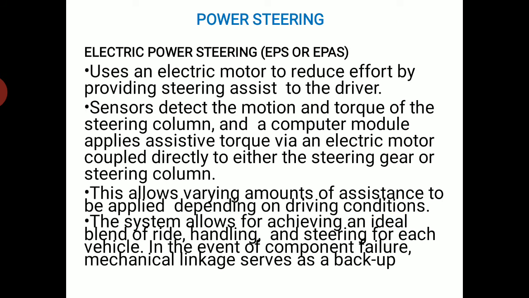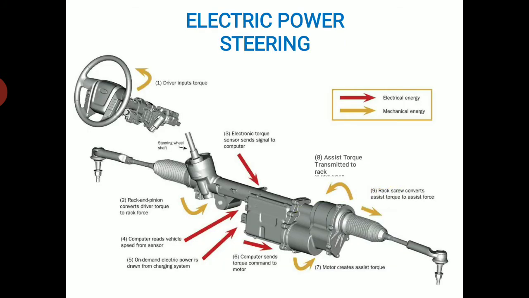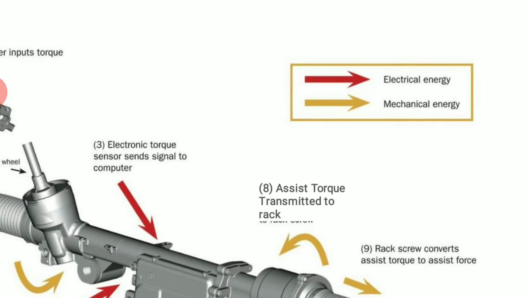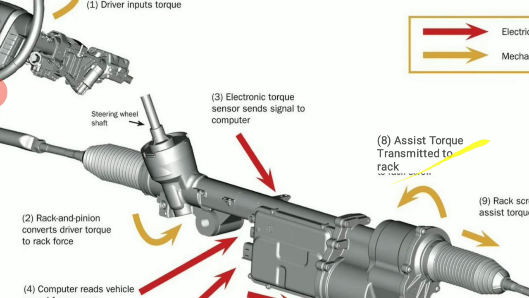The other one is called electrical power steering, otherwise EPS. It uses an electric motor to reduce the effort by providing steering assistance to the driver. Sensors detect the motion. Here mainly sensors are used to detect the motion and torque of the steering column, and a computer module applies resistance torque via an electric motor coupled directly to either the steering gear or steering column. You can see here. So this is electrical power steering. The red line indicates electrical energy, and the brown indicates mechanical energy.